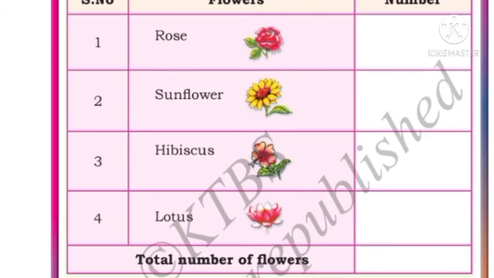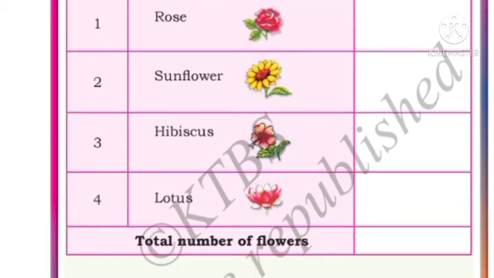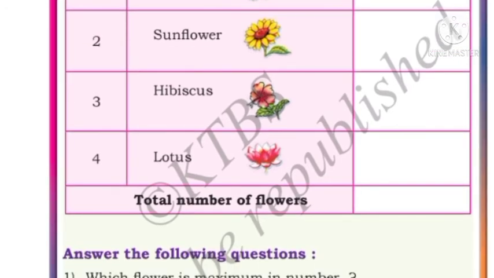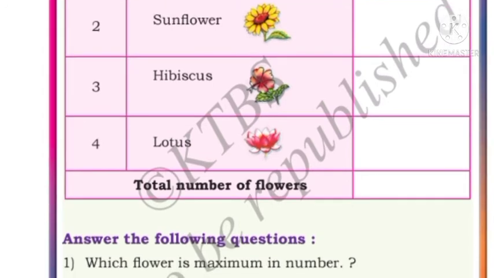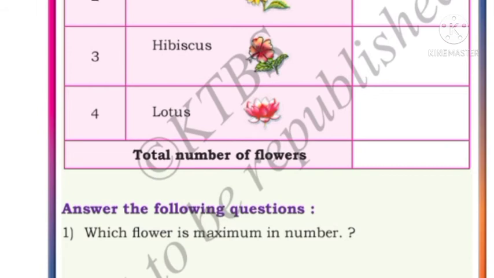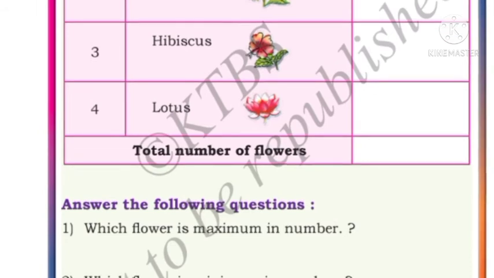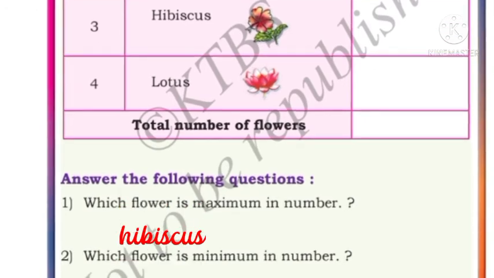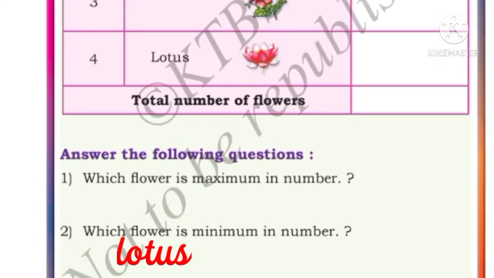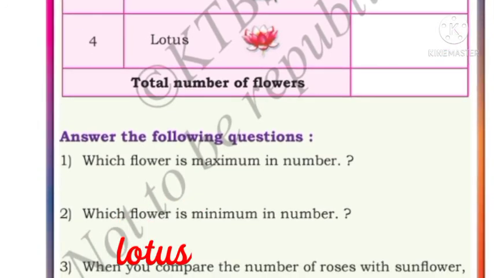Children, as I have explained all these activities above, you have to do this by yourself. Okay, how many roses are there, how many sunflower, how many hibiscus and how many lotus, you have to write by yourself. Okay. Now which flower is maximum in number, which is having more flowers? Hibiscus is having more, so we will write hibiscus. Which flower is minimum in number? Lotus is minimum, so we will write lotus.